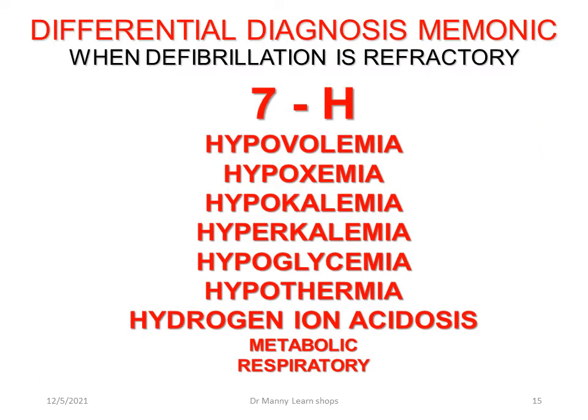Now, when we look at differential diagnosis, this is a good mnemonic to remember, especially when defibrillation isn't working and the rhythm is refractory. So you've got what is called the 7 H's and the 7 T's. The 7 H's are: consider hypovolemia, hypoxemia, hypokalemia, hyperkalemia, hypoglycemia, hypothermia, hydrogen acidosis, which really is metabolic and respiratory acidosis. Consider those, or recommend them to the team leader. That may be why the defibrillation isn't working.